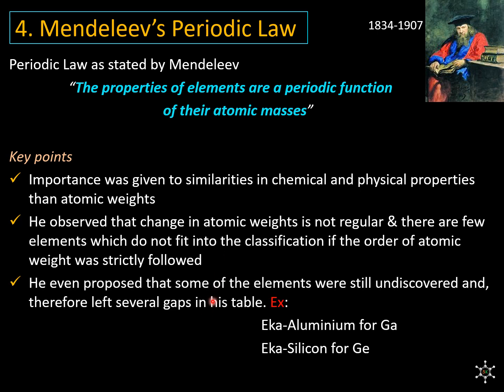He even proposed that some of the elements were still undiscovered and therefore left several gaps in his table. Few examples: he left one place down to aluminium and named that element as Eka aluminium. Word Eka is taken from Sanskrit meaning one. Today we know that Eka aluminium is nothing but gallium. In the same manner, another place he left down to silicon and called that element as Eka silicon. Today that is nothing but germanium.